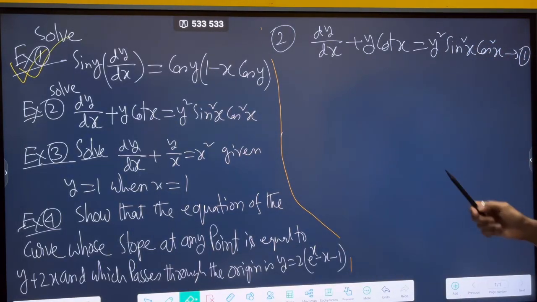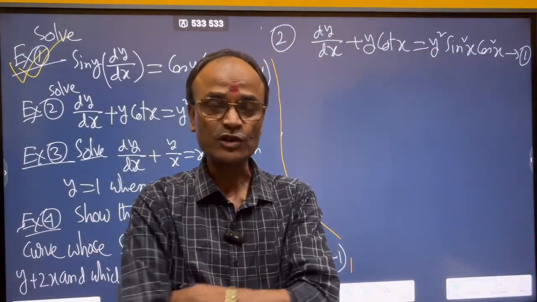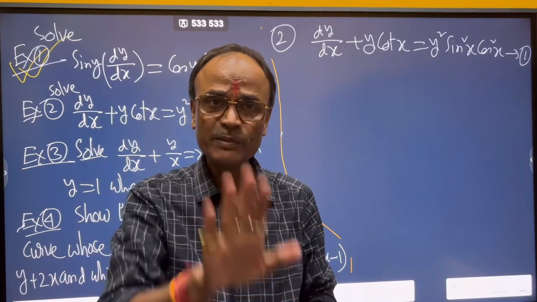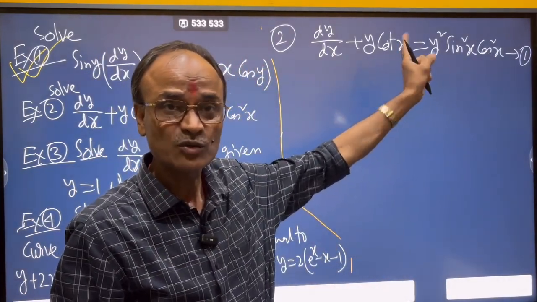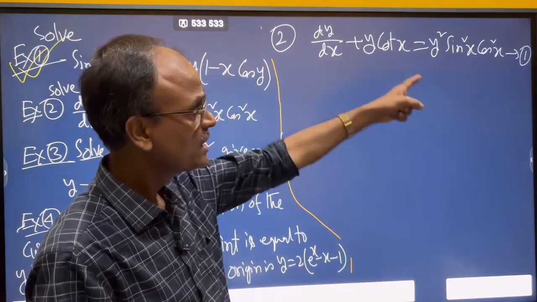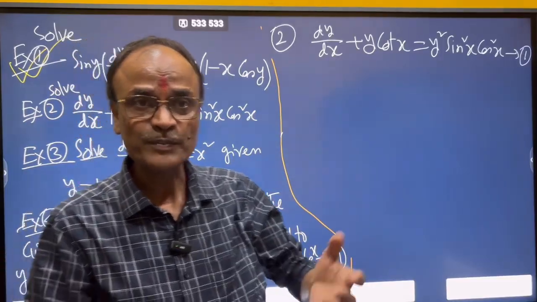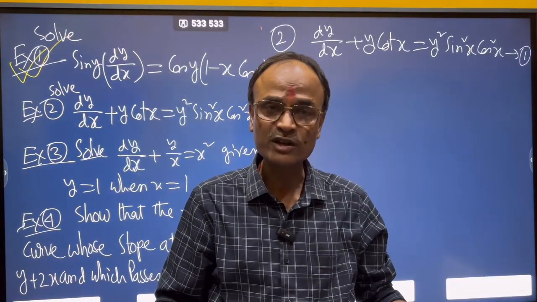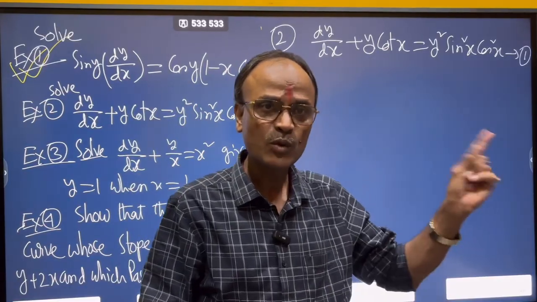Now, what is this? This differential equation is directly Bernoulli's differential equation. It is of the form dy by dx plus P y equals Q y to the power n. P means cot x, Q means sin square x cos square x. To solve this Bernoulli's equation, just divide the differential equation by y square.